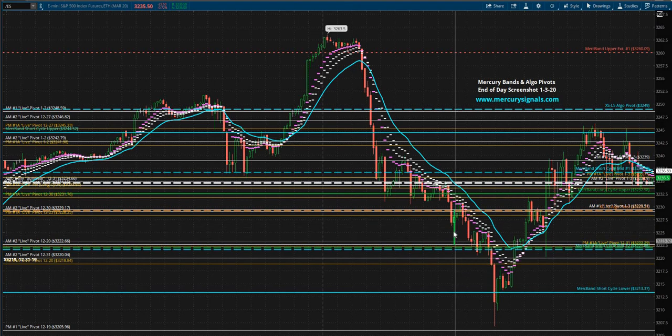Now, anytime you get a cluster of pivots, and you see a cluster right here and a cluster right in here, well, when these things break, they go. You get a fast move down to this next cluster of pivots. You see this cluster here, it broke right through, and it stopped to the tick. And it stopped to the tick at our live pivot. That was back on December 20th.